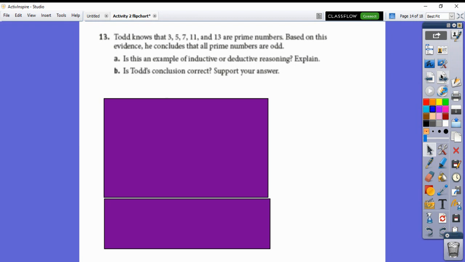So part A says, is this an example of inductive or deductive reasoning? Explain. Well, to answer that question, we need to think of another question. Is Todd making this conjecture that all prime numbers are odd based on a pattern that he's noticed, or based on proving something using logical reasoning? And it looks like it's based on a pattern, right? I've got 5 prime numbers here. They're all odd. So my guess is going to be that all prime numbers are odd.